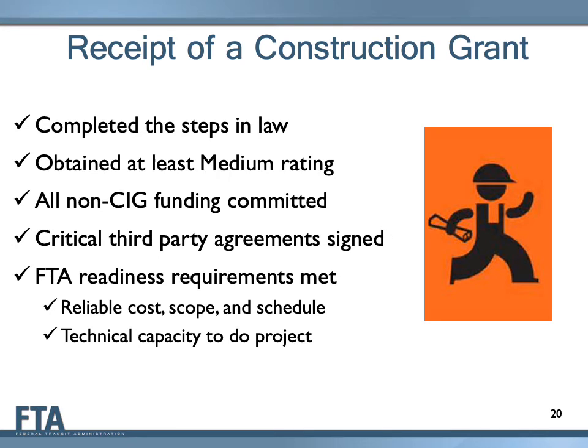To receive a Small Starts construction grant agreement, a project sponsor must complete the steps in the CIG process previously discussed. The project must also be evaluated and rated by FTA and receive a medium or better overall rating. Generally speaking, the project must either be recommended for funding in FTA's annual report on funding recommendations or have received a CIG funding allocation from FTA to be considered for award of a Small Starts construction grant agreement.